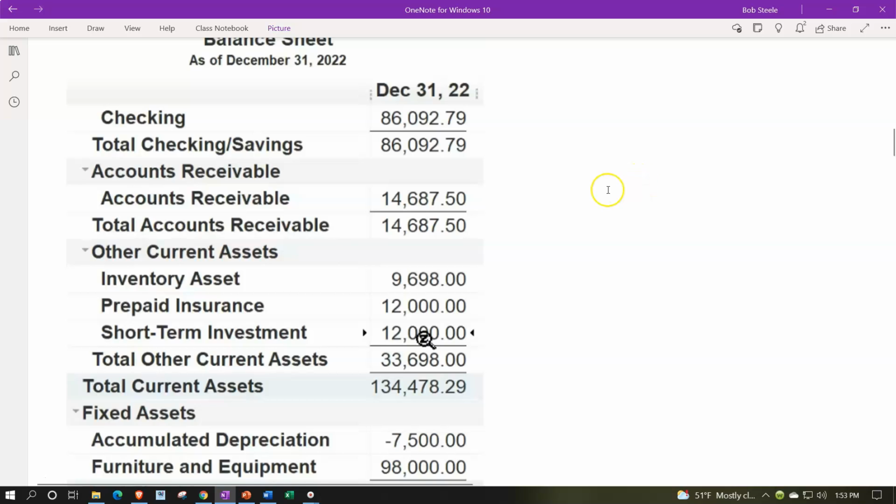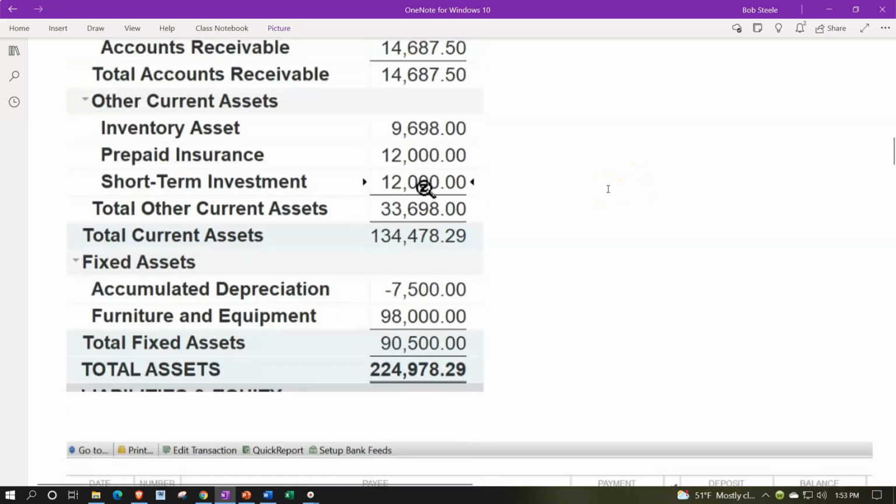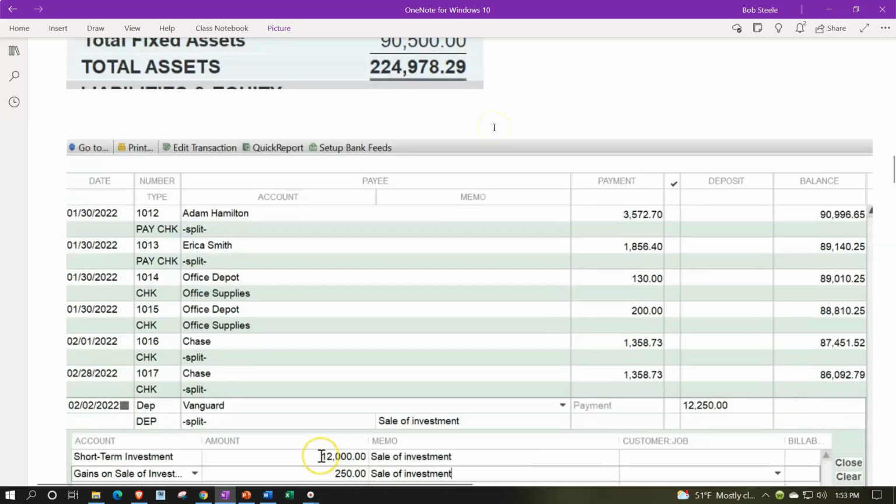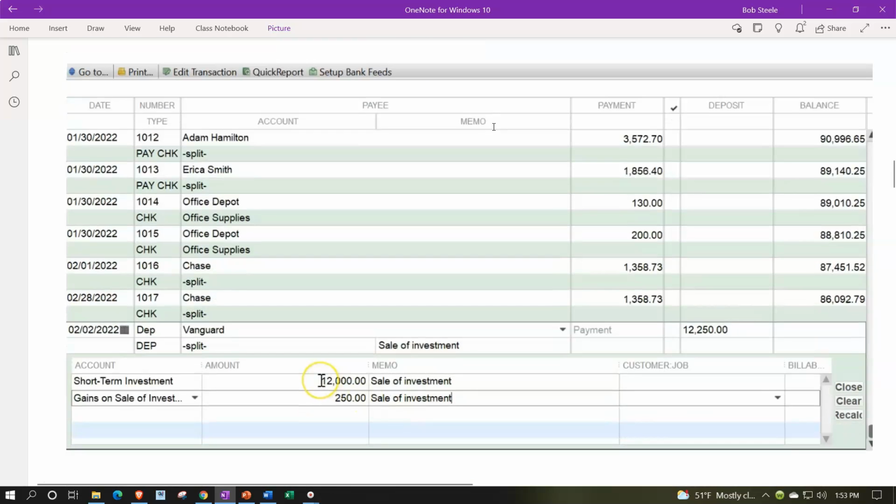Here's the information. Here's a look at the balance sheet. Same kind of look at the balance sheet. We're looking at the short-term investment. I'm going to go to the checking account and record this in the register. So we're going to the register. We're going to imagine it's a Vanguard here. We got a deposit. We're imagining that we're selling it for $12,250. So there's going to be an increase, a deposit of that amount.